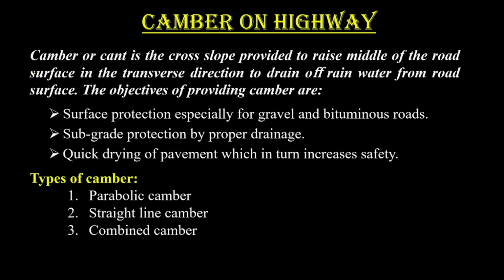So let's see, here we have a definition of camber. Another name of camber is cant, or some other name, cross slope, we also call it. Camber or cant is the cross slope provided to raise the middle portion of the road surface in the transverse direction to drain off rainwater from the road surface.